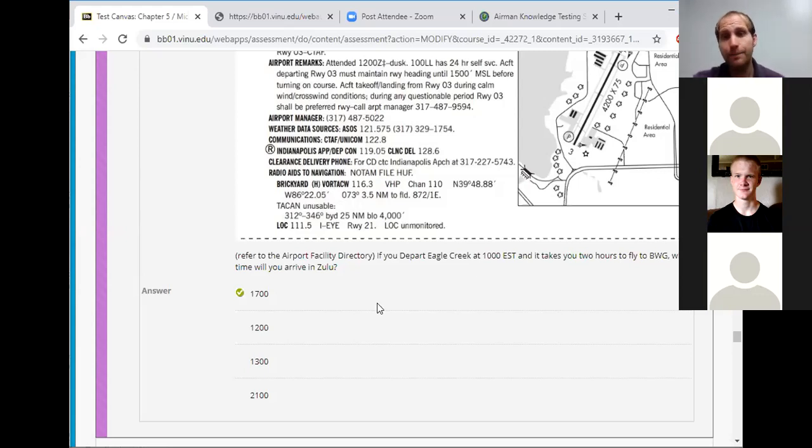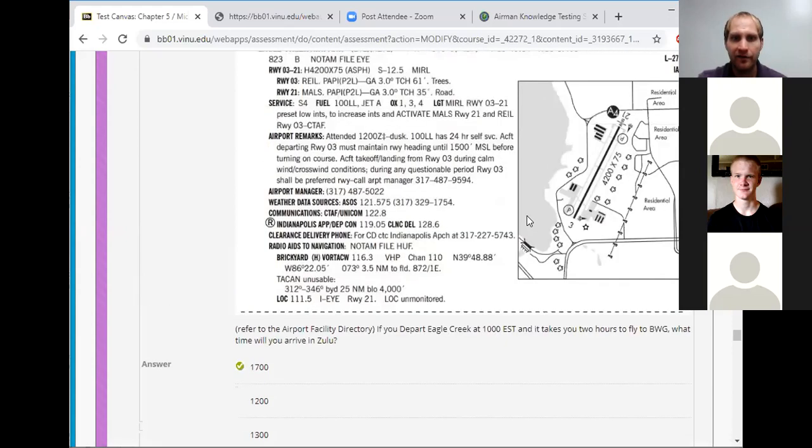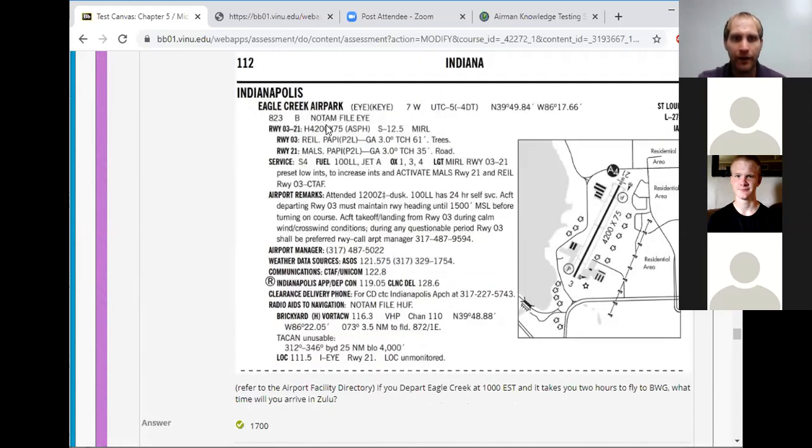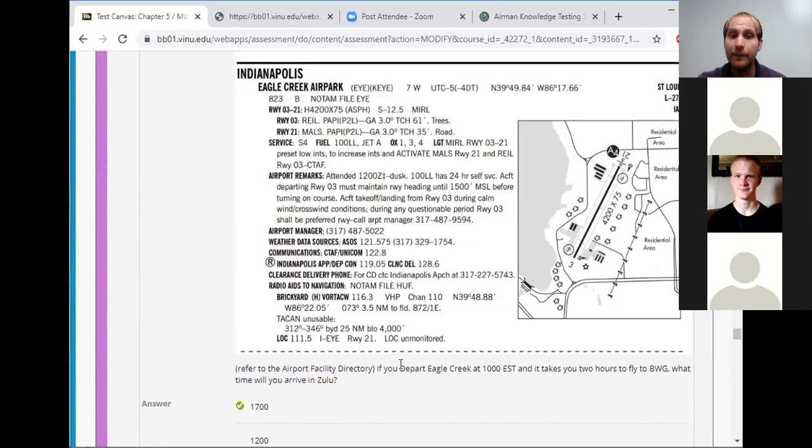My personal strategy, my favorite way, is to first convert everything to Zulu. So we're referring to the airport facilities directory. We're going to depart Eagle Creek at 10 Eastern Standard Time. So here's Eagle Creek Airport, and they're telling us that we are UTC, that's Zulu, Universal Time Coordinated. We are 5 hours away from Zulu time. If it was daylight savings time, we would only be 4 hours away. But when you read the question, we depart Eagle Creek Eastern Standard Time.